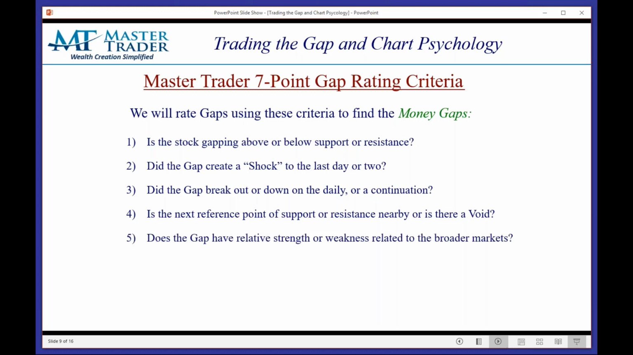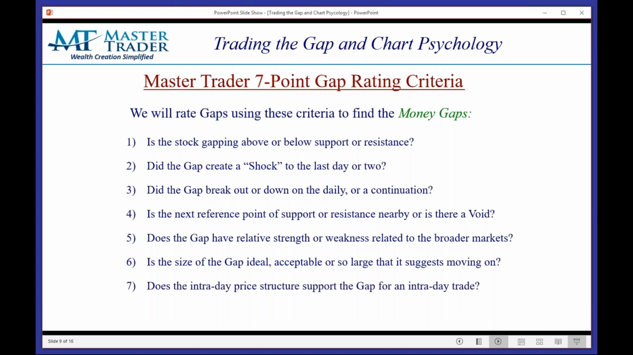We're looking for the best. Does it have relative strength or weakness to the broader markets? Meaning, are the markets gapping down and this is gapping up, or vice versa? Is it ideal? Is it a gigantic gap? Maybe it's a buyout, for example, where the gap is so big, it's like, let's just move on and look for other gaps. And we have to look at the intraday price structure.